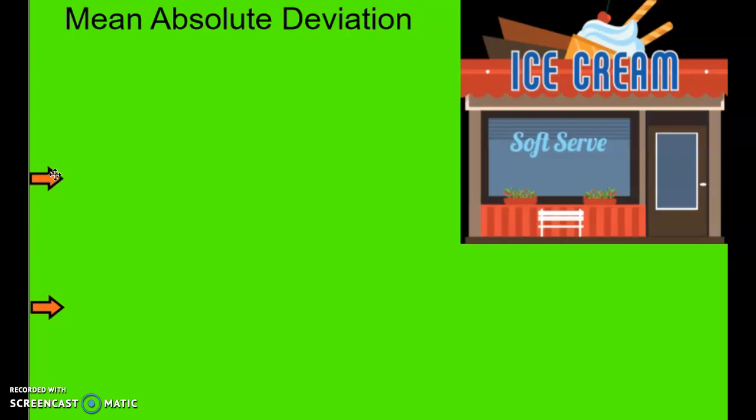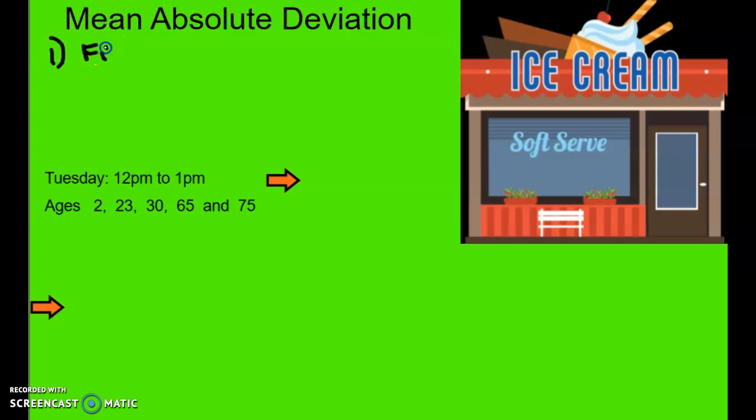This is just going to help him with his business analysis and the economics of running his business. So let's take this example that on Tuesday from 12 p.m. to 1 p.m., he takes a survey of the ages of people that walked into his shop. So in order to find the mean absolute deviation, the very first step is to find the mean. Let's write down step 1: find the mean of the data set of numbers.